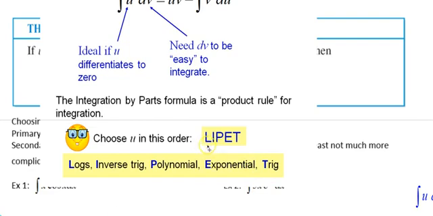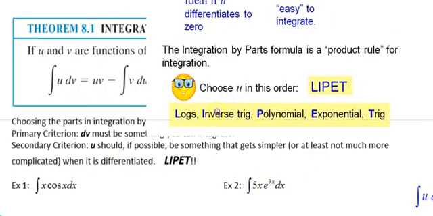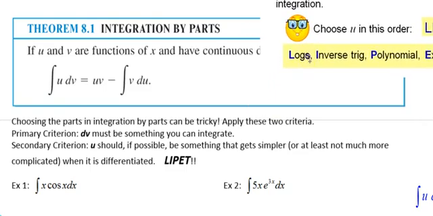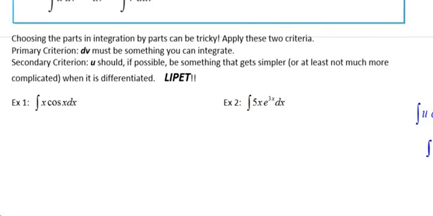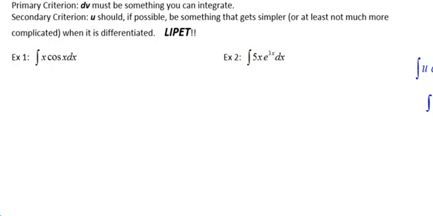Notice that this choice is only for u, and you have to choose in this order. So exponential and trig are always going to be dv, not u. The choice of u is the most important one, and the only way you can learn all this is by practice, practice, practice. So let's take a look at a couple of examples here.